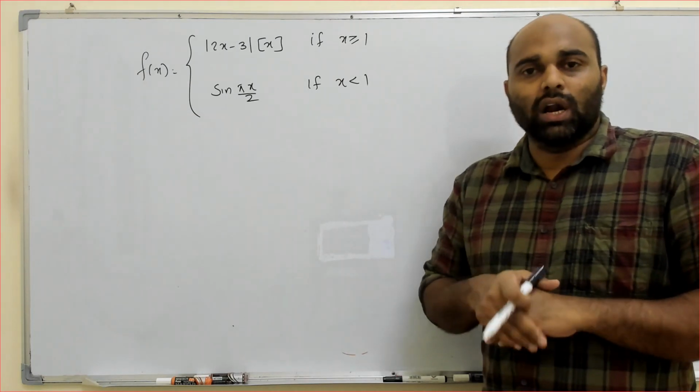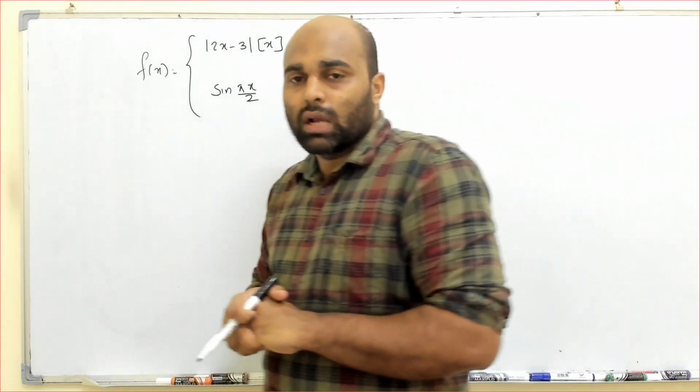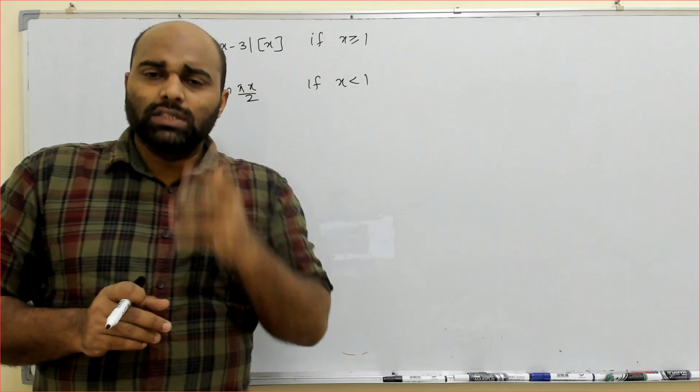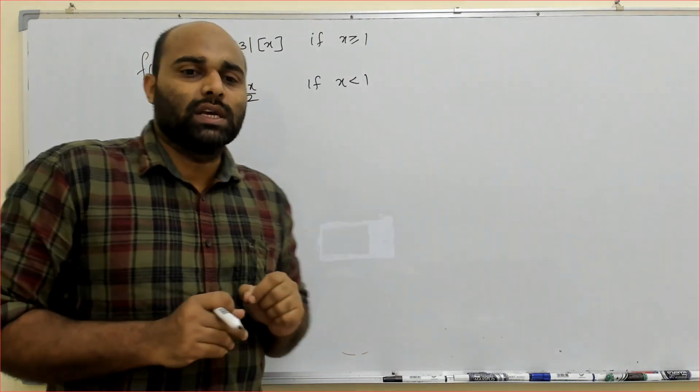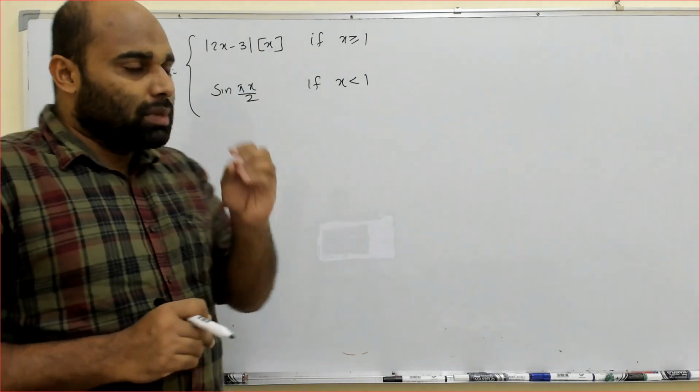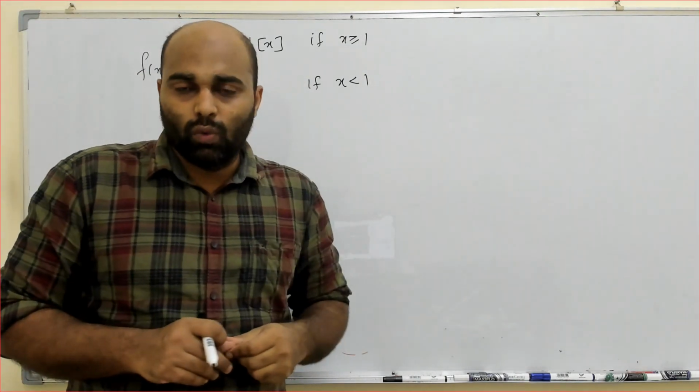How are we checking continuity? LHL equal to RHL equal to f of a. I'm going to do that in this case. But here there is a small problem. Usually people take x greater than or equal to 1, where this is positive or negative. But there's a theory problem here.